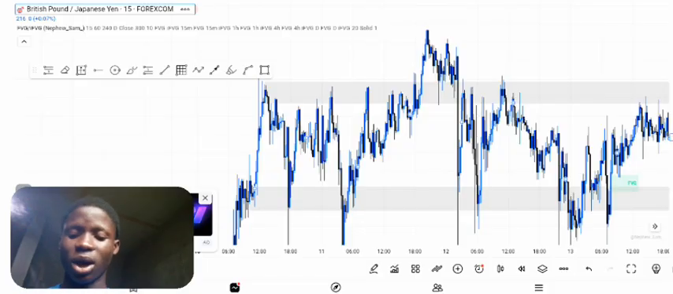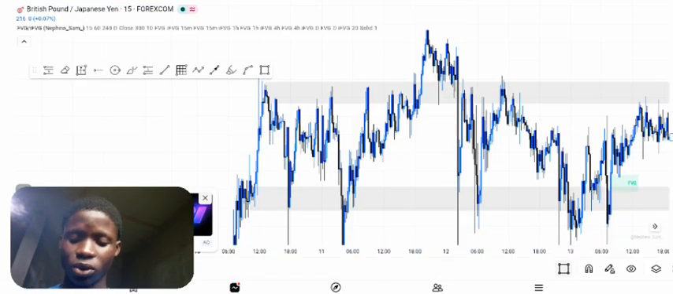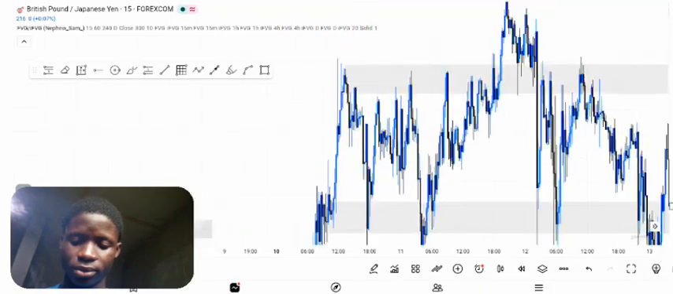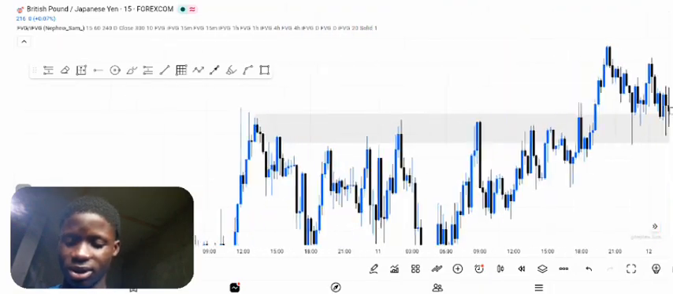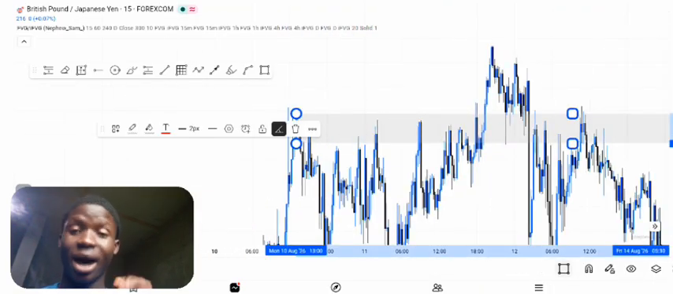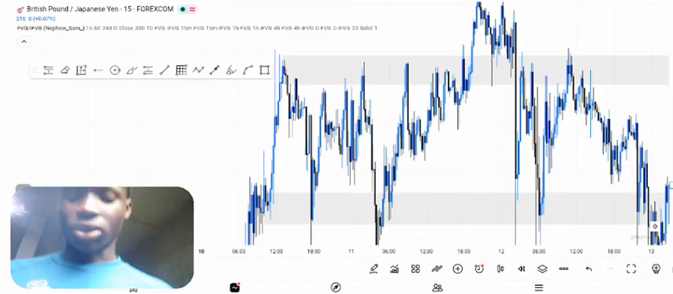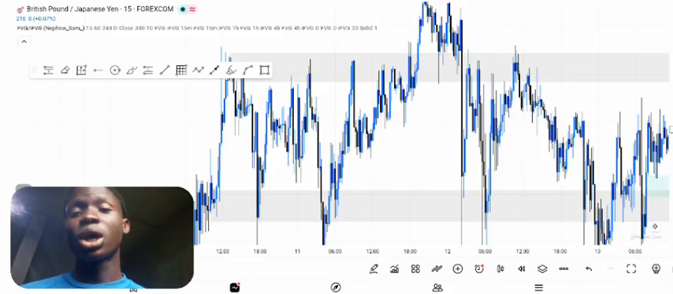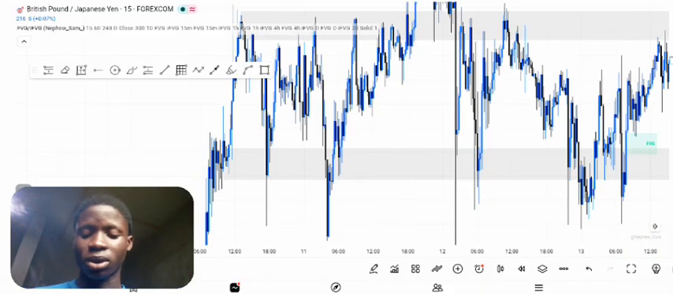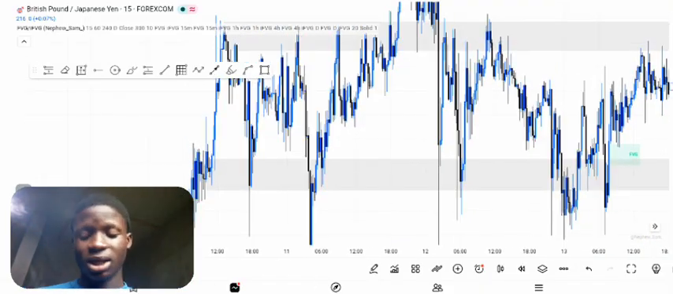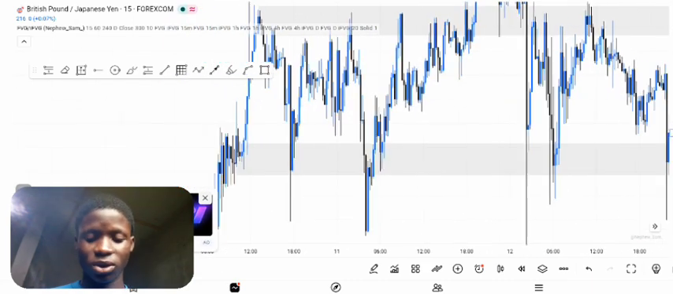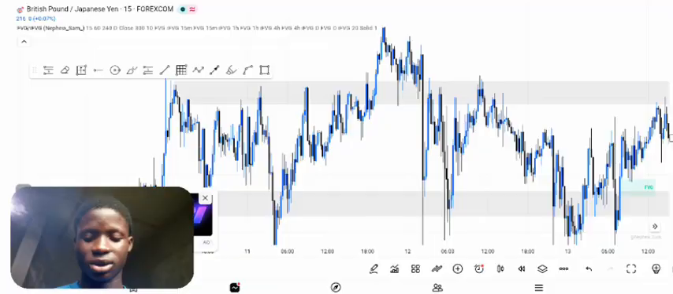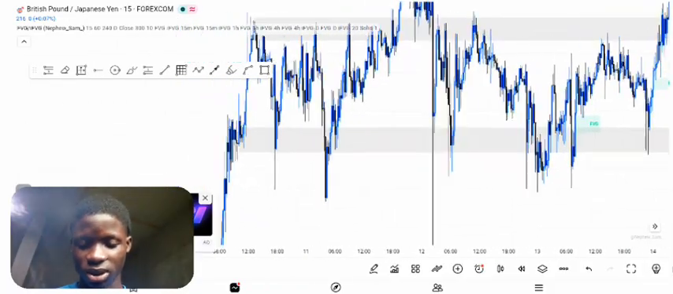In the first place, you identify the zone, like you identify the support and the resistance, or you can use swing high and swing low. But in this video, I'm not going to be talking about swing high or swing low. Let us just use this. You mark all the key zones. This is support, and this is resistance here, and you can see it on the screen right now.